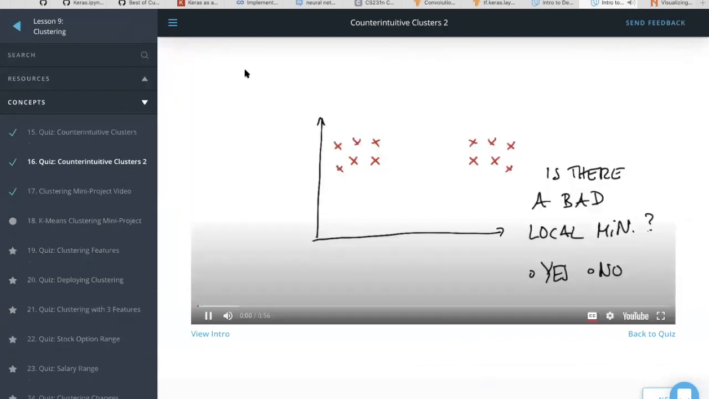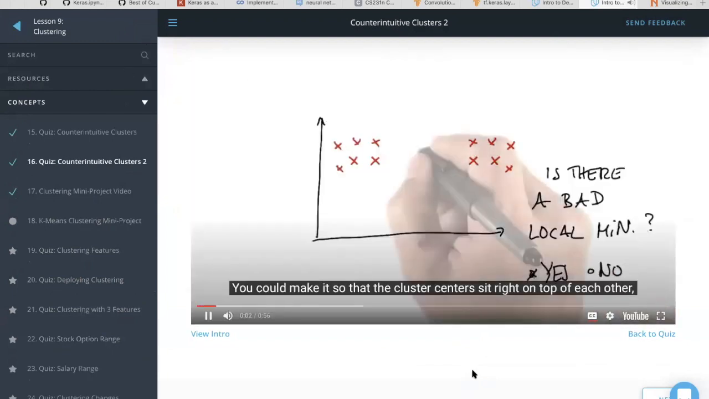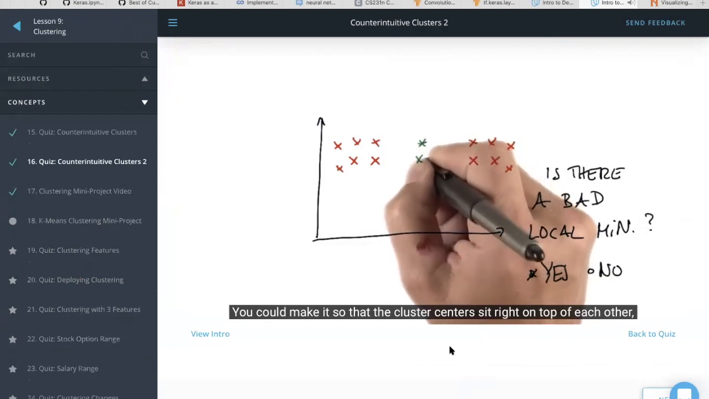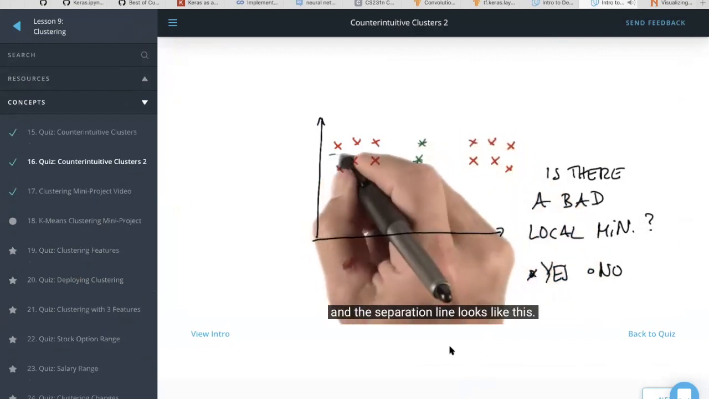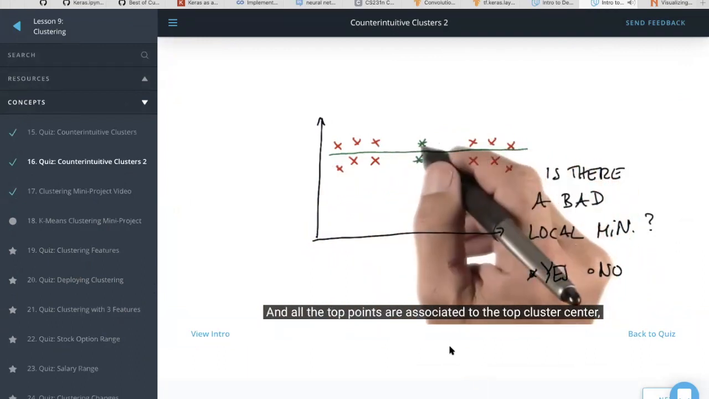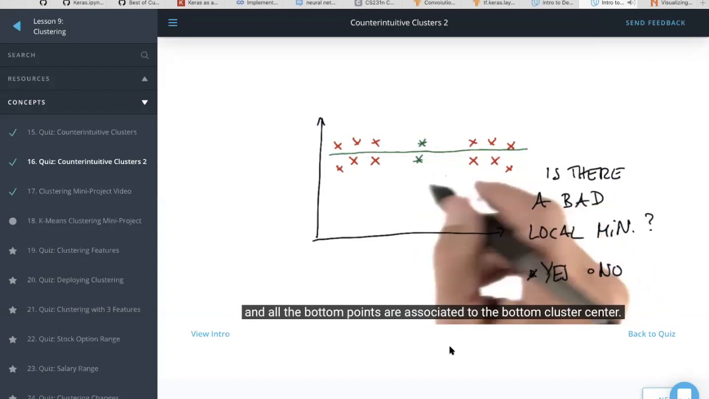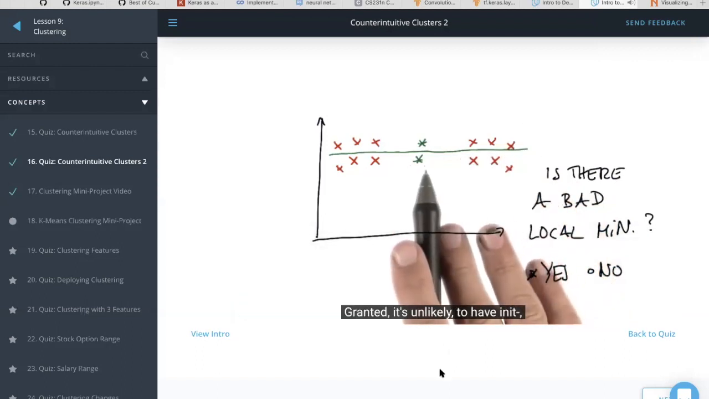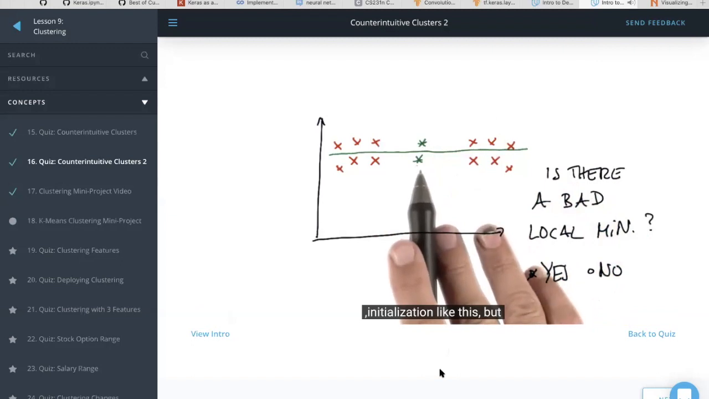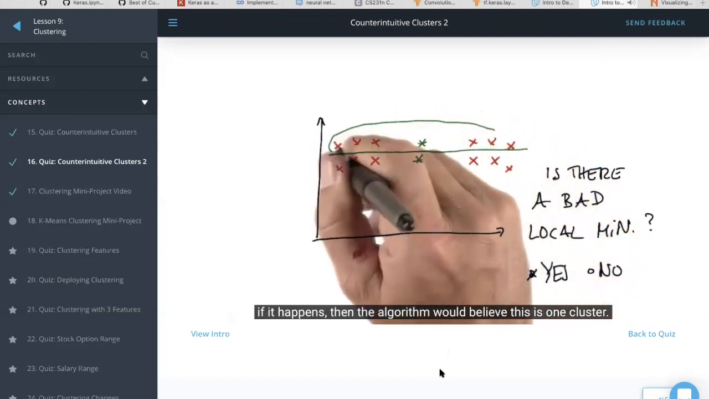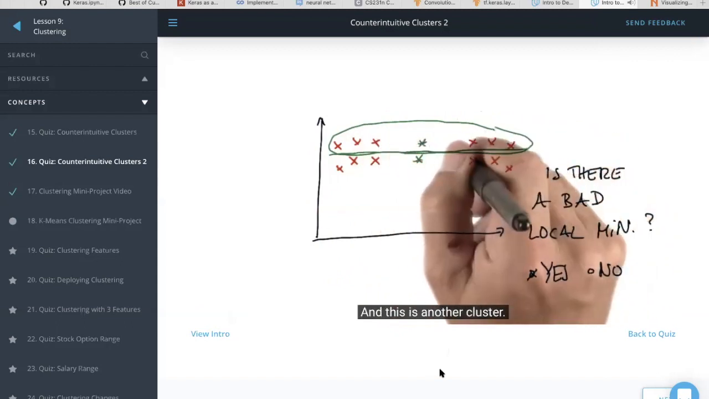Sorry. And I would say the answer is yes. You could make it so that the cluster centers sit right on top of each other. And the separation line looks like this. And all the top points are associated to the top cluster center. All the bottom points are associated to the bottom cluster center. Granted, it's unlikely to have initialization like this, but if it happens, then the algorithm would believe that this is one cluster and this is another cluster.